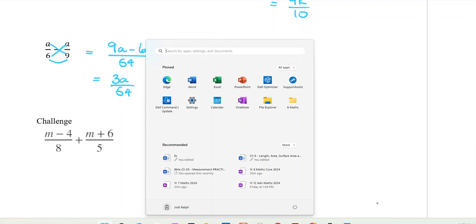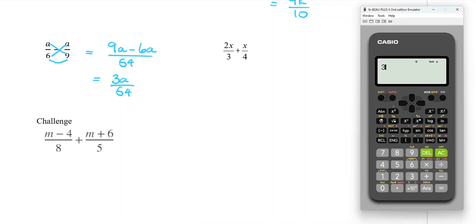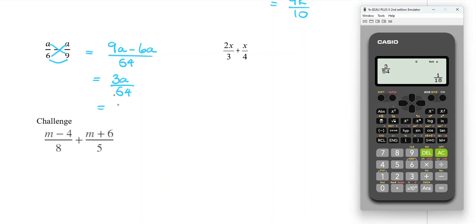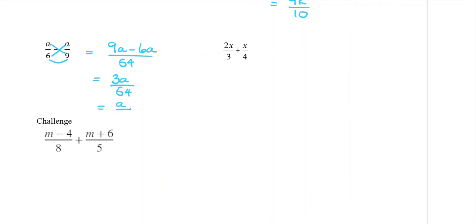Let's check it. So we go to our calculator and we go 3 over 54 and press equals, and it actually simplifies down. Okay, so our best answer was 1 over 18. So it's going to be 1A or just A over 18. If you put the 1 in there, I'm okay with that, but we do prefer to try and leave that out so it's as simplified as possible.